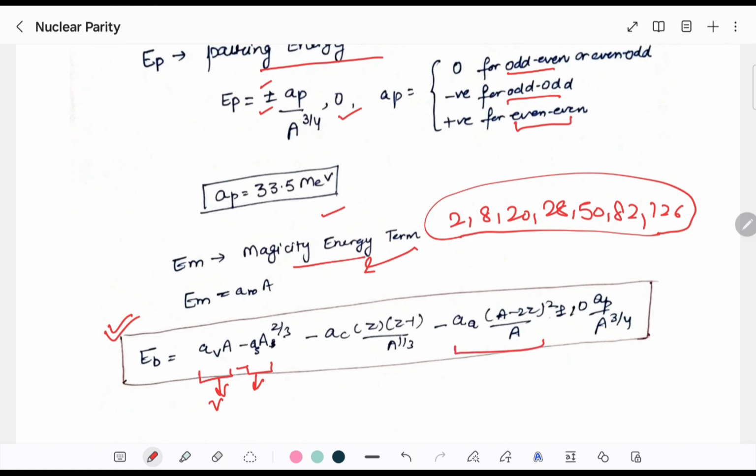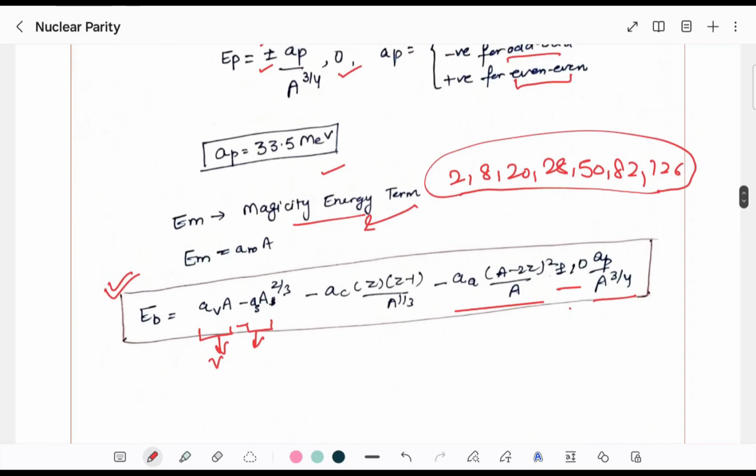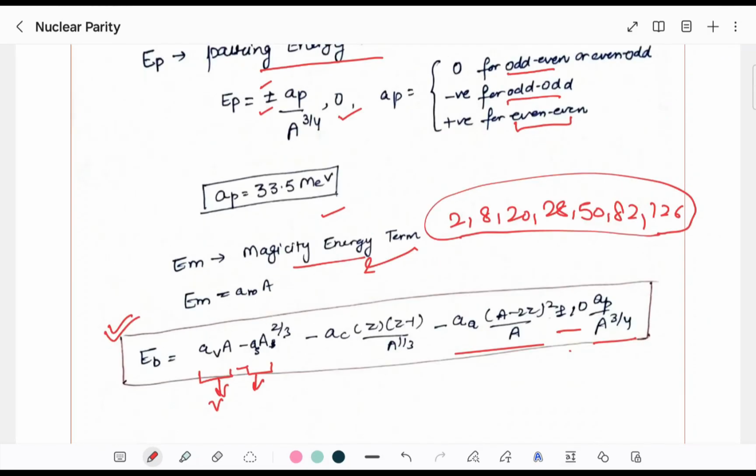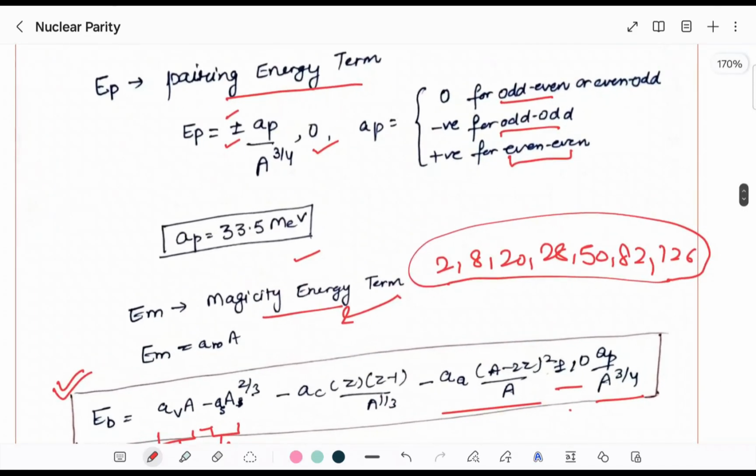This energy term, which is known as the asymmetry energy term, which is related to the negative binding energy, is minus AA into (A minus 2Z) whole square upon A, and then the pairing energy term, which is plus, minus or 0, AP upon A raised to power 3 by 4. So this was the total formula for the binding energy term. So this was all about the binding energy term that we have calculated by using the semi-empirical mass formula. If you still have any query, then you can ask me.